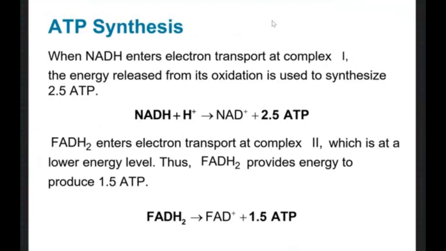So NADH gives its electrons and hydrogens to the very first complex in the chain, so each molecule of NADH gives energy enough to produce 2.5 ATPs. FADH2 gives its electrons to the second protein complex in the chain. So it gives enough energy to produce just 1.5 ATPs.